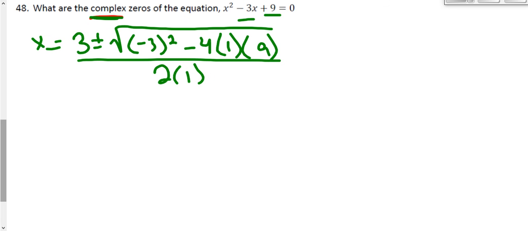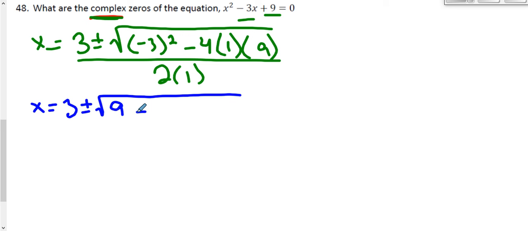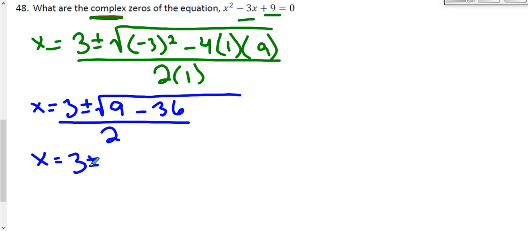So let's take a look here. x equals 3 plus or minus the square root. Let's simplify in here. Negative 3 squared is positive 9. Minus 4 times 1 is just 4, times 9 is 36. So 9 minus 36, that's absolutely going to be a negative number. 2 times 1 in the denominator is just 2. So let's simplify that radical. 9 minus 36 is negative 27. So 3 plus or minus the square root of negative 27 over 2.